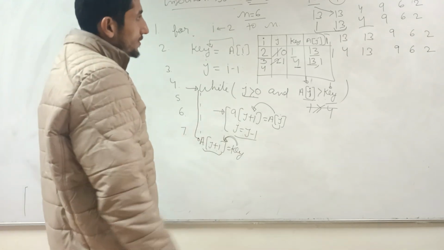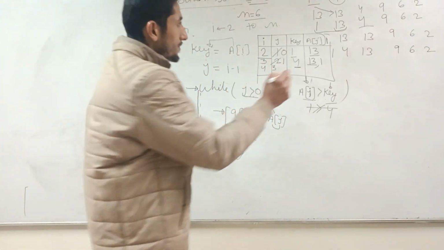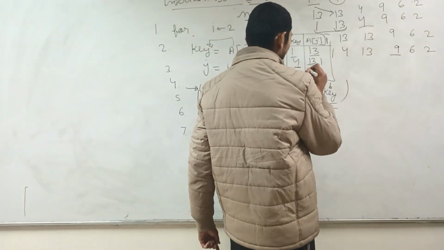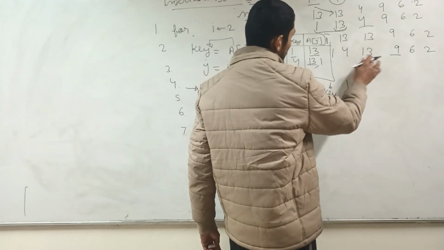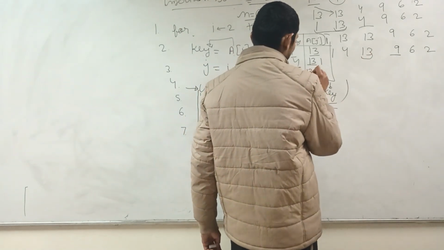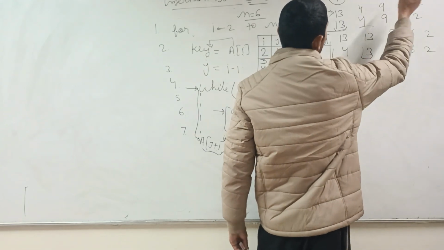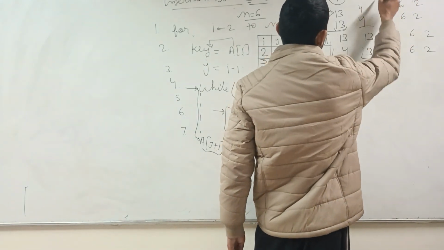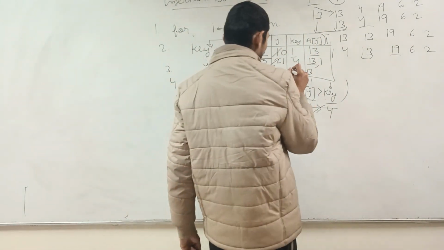Let me write the value of j. The value of j becomes 3. The value of key becomes 9, a4. What is the value of aj? It means 13. Let me take it 19. To make it more complex, let's say it is 19. So the value of aj becomes 19.